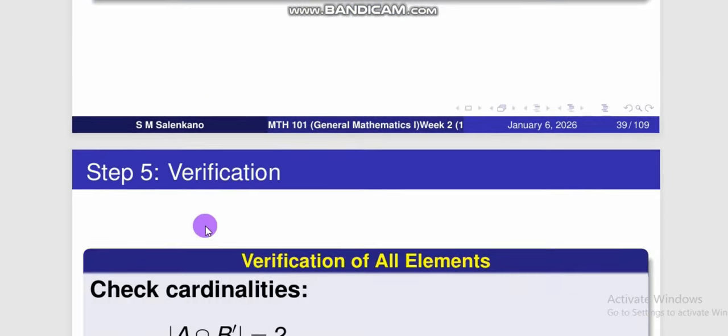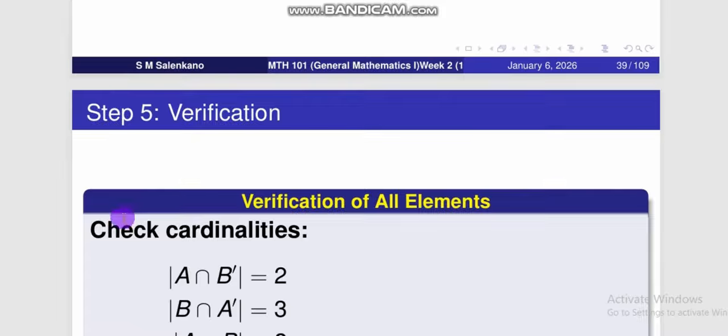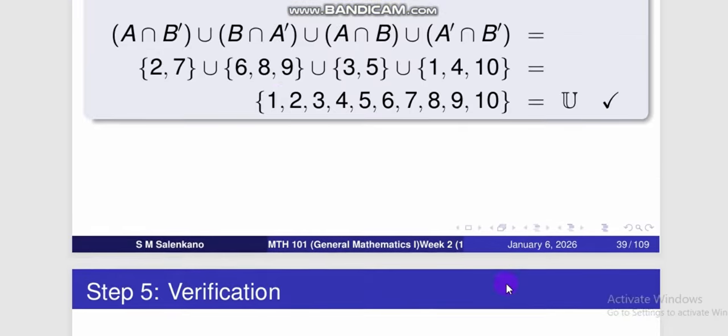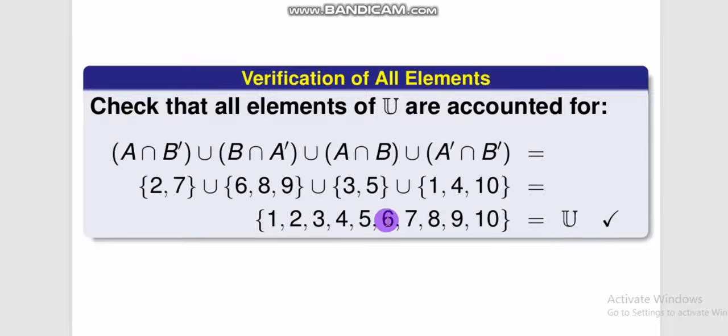So this makes sense. Now you can also check the verification by finding the cardinalities, the number of elements in each of the 4 regions, right? For A only, you have only 2 elements. For B only, you have 3 elements. For A intersection B, right, you have 2 elements. For neither A nor B, you have 3 elements. So if you get the total of these, 2 plus 3 plus 2 plus 3 will give you 10, and that is the cardinality of your universal set. Your universal set has 10 elements. You see, 1, 2, 3, 4, 5, 6, 7, 8, 9, 10. You have 10 elements in total.